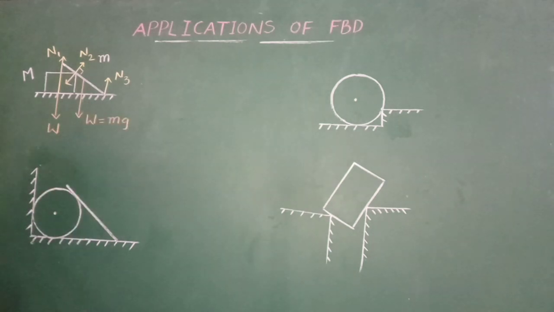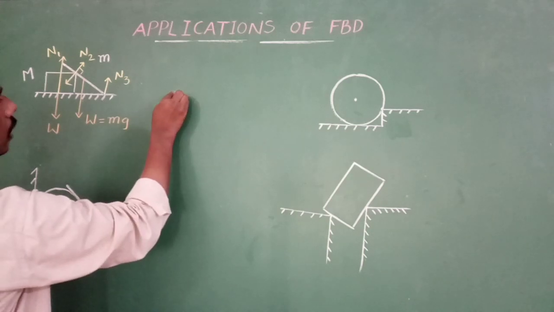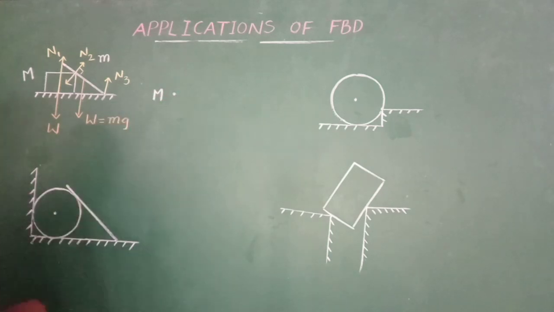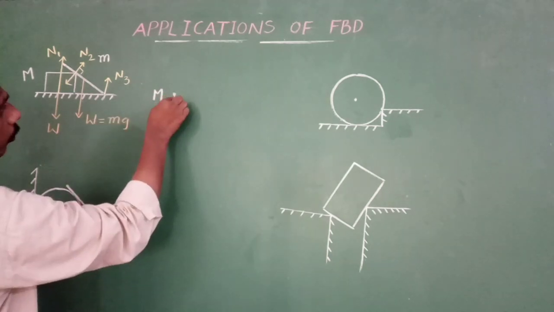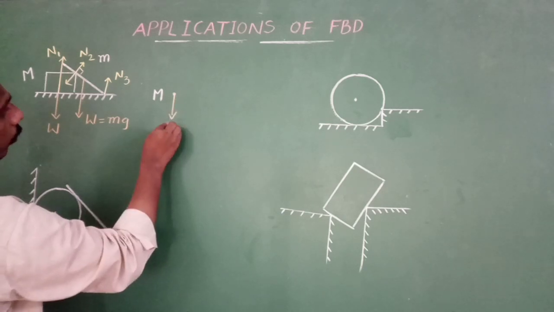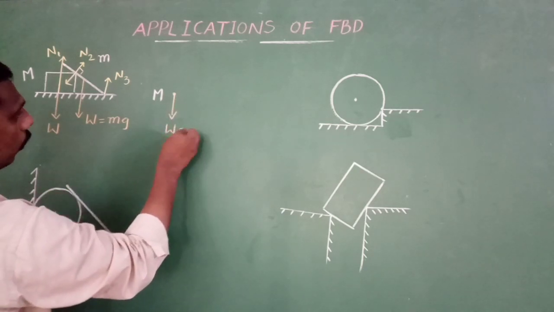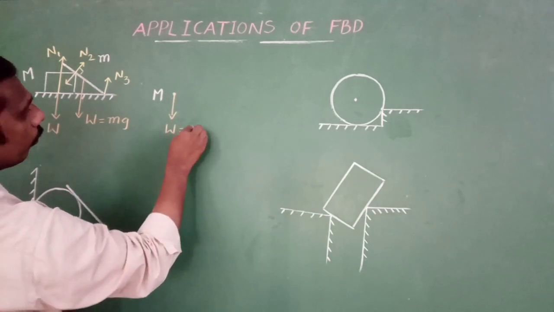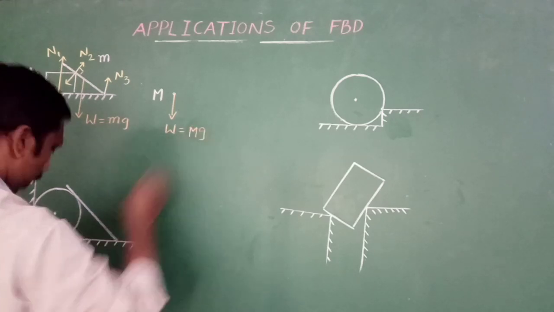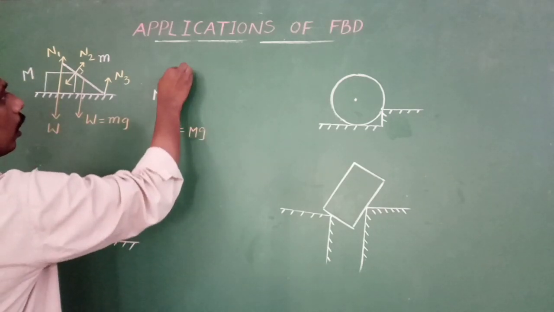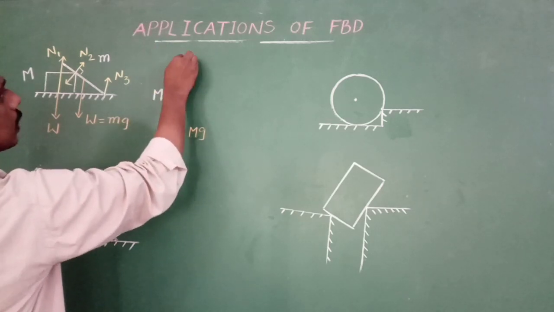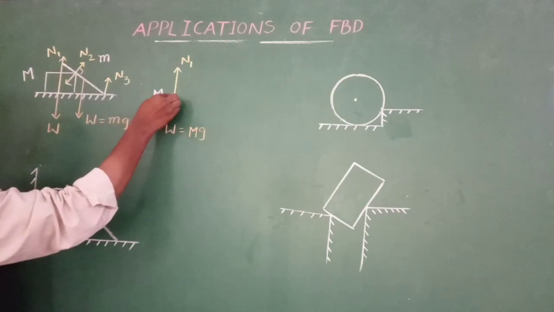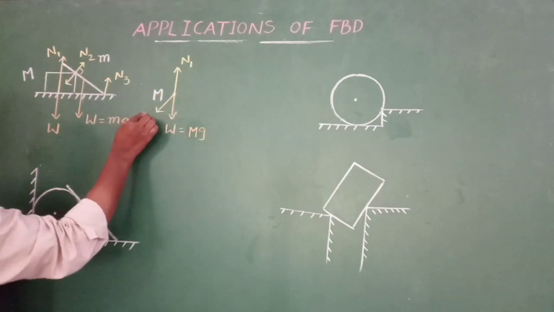If you take the free body diagram, this is taken as an object of mass capital M. On this M, weight W is acting downward, that is equal to capital M g, and a normal reaction, one acting in this direction, that is N1, and another normal reaction acting downward. So this is another normal reaction, that is N2.